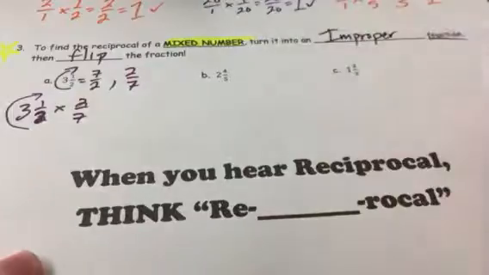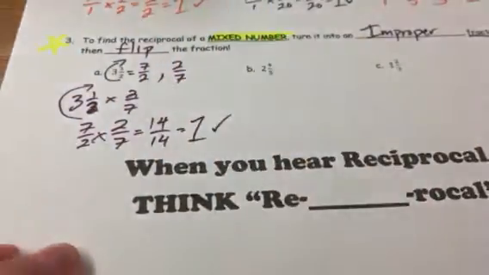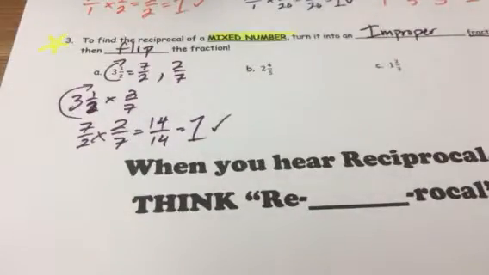Now remember, when we multiply mixed numbers, you've got to turn it into an improper fraction first, so that's 7/2 times 2/7, and we get 14/14, which is indeed equal to 1. So your reciprocal of 3 and a half is 2/7. Let's do the next one.